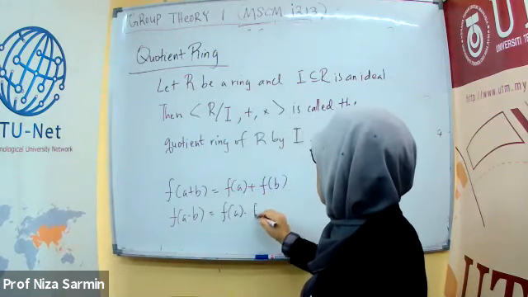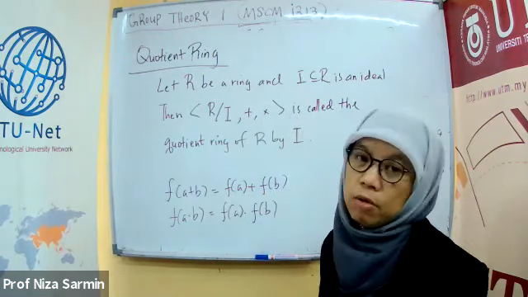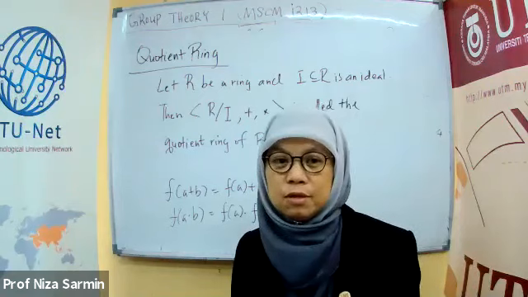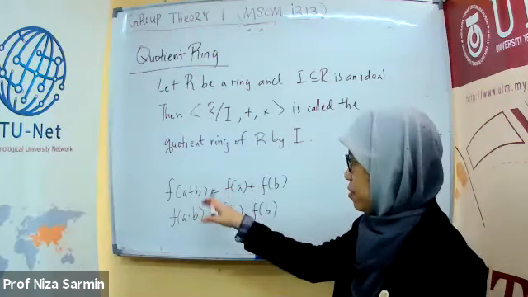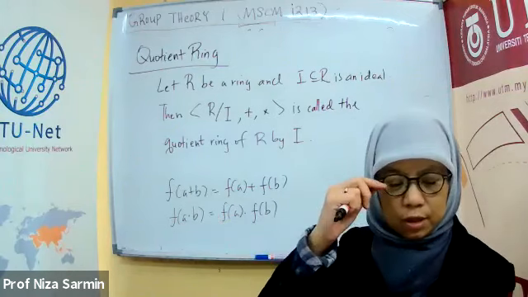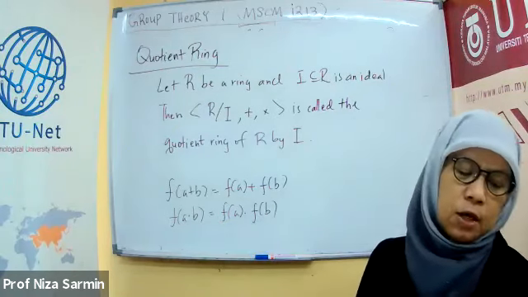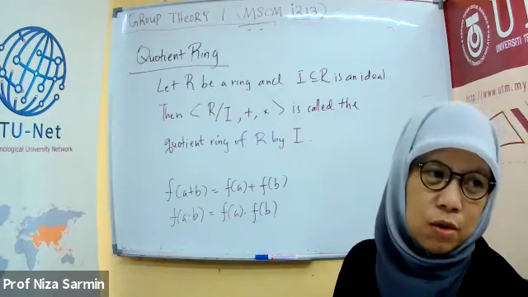You remember when we did this for homomorphism for groups? Only this, right? For groups. Now for rings, you have both. So this is ring homomorphism.